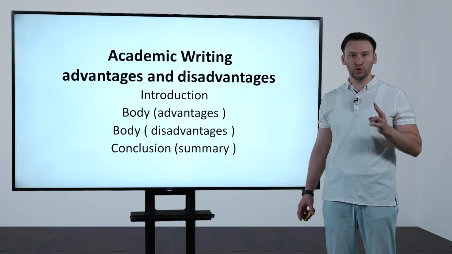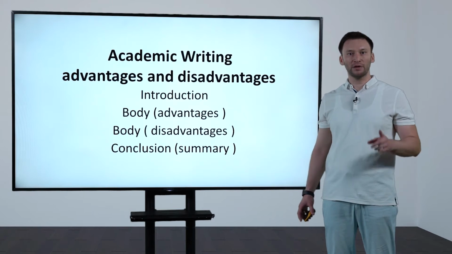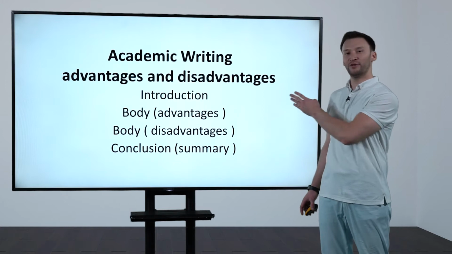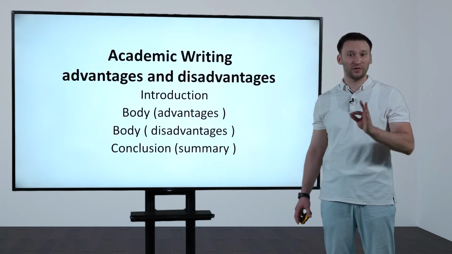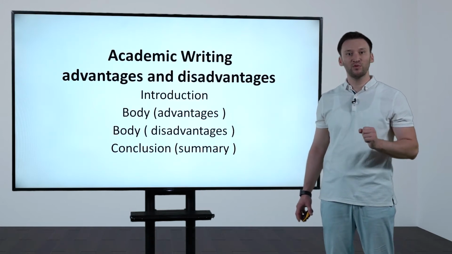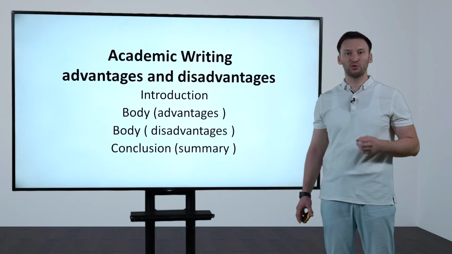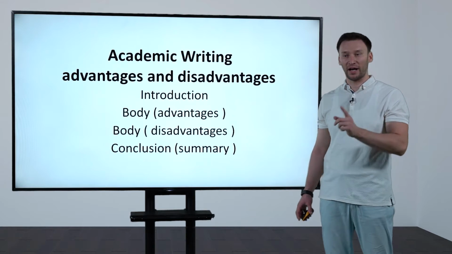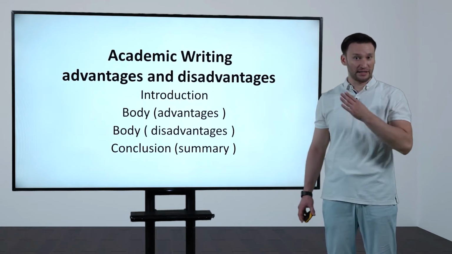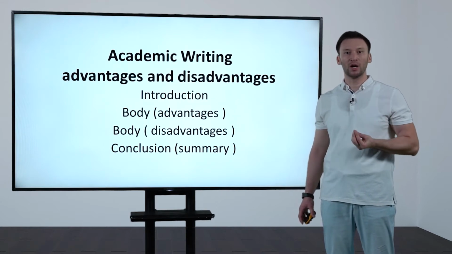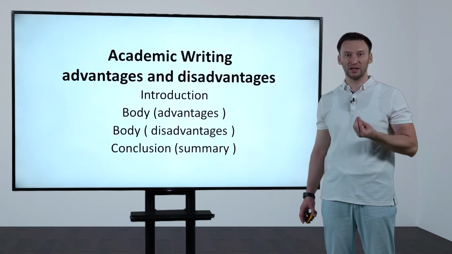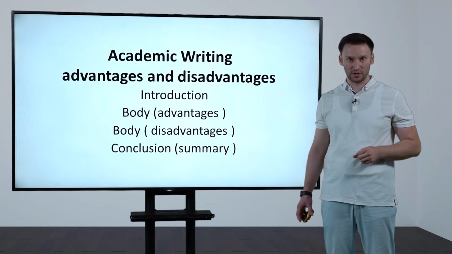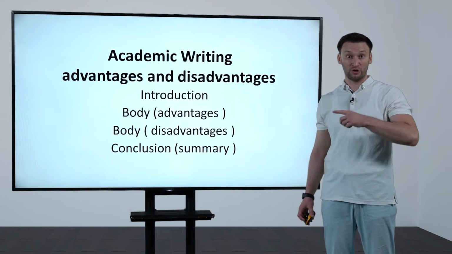And we have 2 body parts. In the first part, you will be giving examples, say, advantages of the given topic, whatever the topic is. And let's move on to the second body part, in which you will be giving the disadvantages, which are the minus parts, unlike the first part. And the last part gives you a summary, where you will be restating your opinion, what you mentioned in the 2 previous body parts. Let's move on to the introduction.